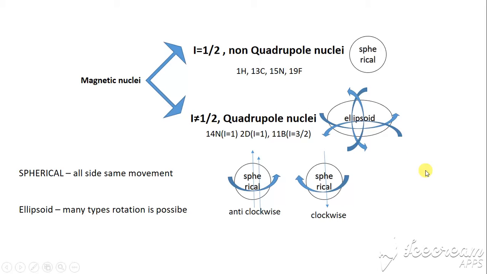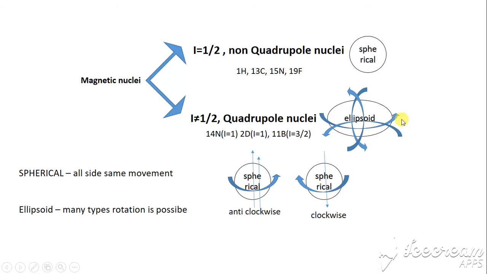Non-quadrupole nuclei have a spin equal to a half, and quadrupole nuclei have a spin that does not equal a half. Non-quadrupole nuclei have a spherical structure, and quadrupole nuclei have an ellipsoid structure.